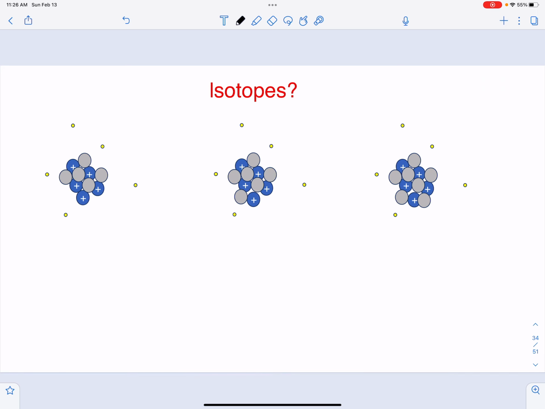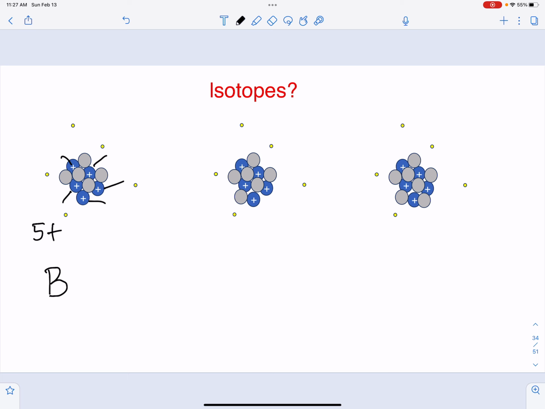So let's see. Imagine a situation like this. And the question is, are these three models representative of an isotope? Well, I'm going to answer that question, and then you're going to tell me if you understand what an isotope is. So this element, the one on my left side, 1, 2, 3, 4, 5 protons. So I know this is going to be boron. So we got 5 protons, which means atomic number 5, which means from the periodic table, boron.